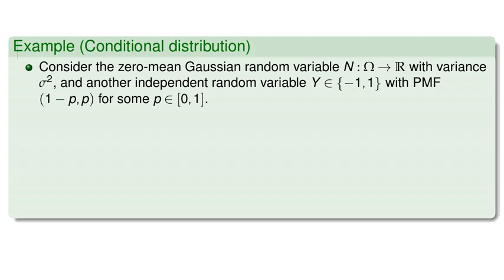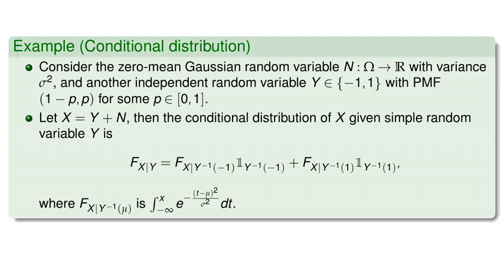Here's an example involving conditional distribution. Consider a zero mean Gaussian random variable n with variance sigma squared. Let y be another independent random variable taking values -1 or 1 with probability mass function 1 minus p and p for some p between 0 and 1. Let x be defined as y plus n.